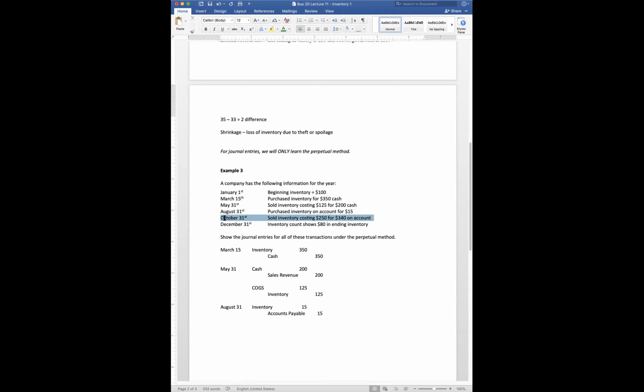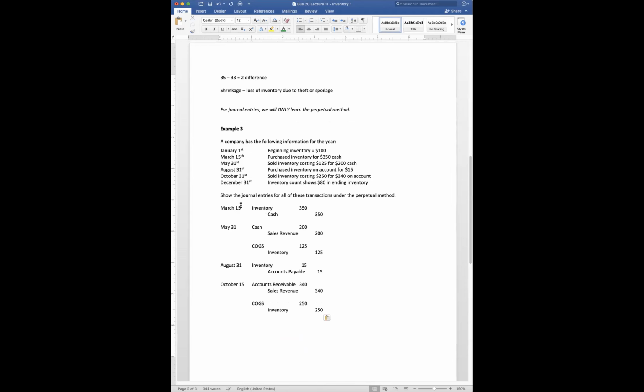All right, next on October 31st, they sold inventory costing $250 for $340 on account. So we sold inventory, it cost this much, and this is how much we sold it for on account. There's no cash this time. This time we have accounts receivable, and that's an increasing asset. So we're going to debit accounts receivable. And of course, we got that because we did something for a customer, so we're crediting sales revenue. Now, in addition to the sales revenue, we have to record the inventory and the cost of goods sold. So we're going to debit cost of goods sold, which is our expense, and credit inventory, our decreasing asset, for the cost of $250.